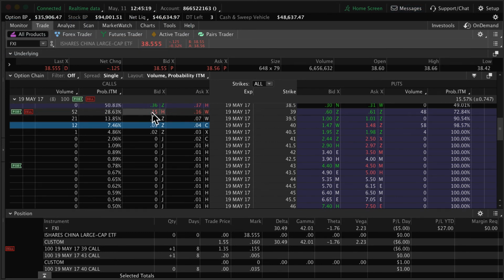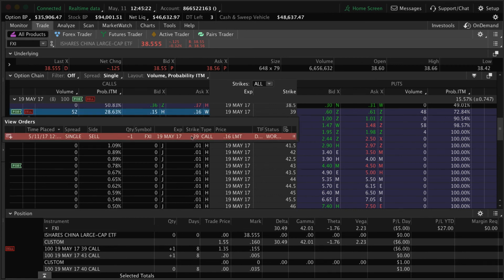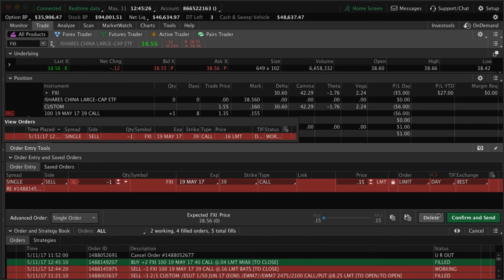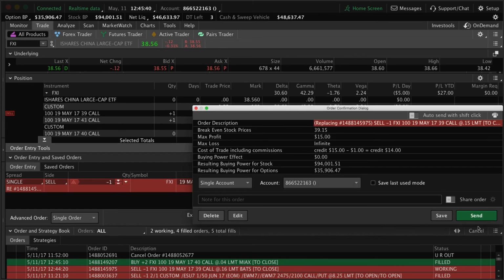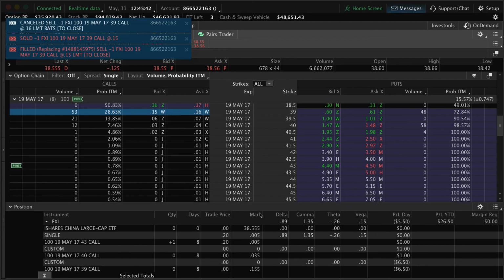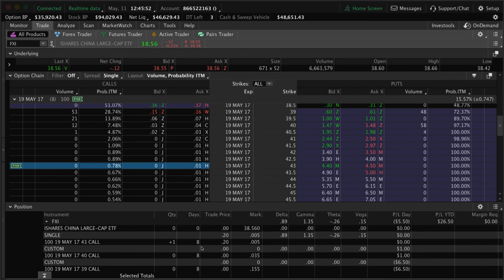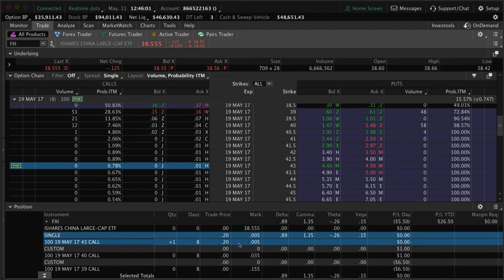So still not filled on the 39 call. No biggie. I'm just going to go ahead and cancel replace, knock this down to 15 cents so we can get out of the trade. Confirm and send at 15 cents. So now we are essentially out of the trade. Again, we're long this option, but this is just going to expire worthless in 8 days. So just ignore this option. It doesn't matter. It's worthless anyways.